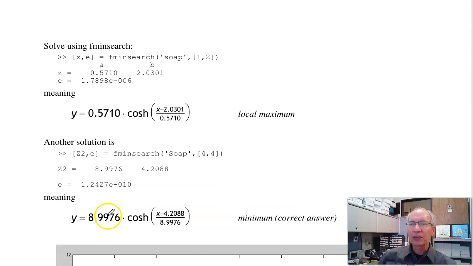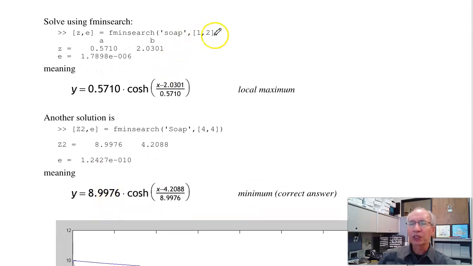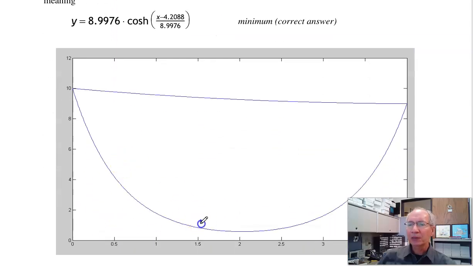To do that, I'll use fminsearch. So if I say my initial guess is 1, 2, it'll iterate and find out here's a and b. If I start out with 4, 4, it'll iterate and wind up with this solution. This is actually a maximum. That's the minimum. So here's the maximum surface area, unstable equilibrium. This is a minimum. Just kind of a sidelight.